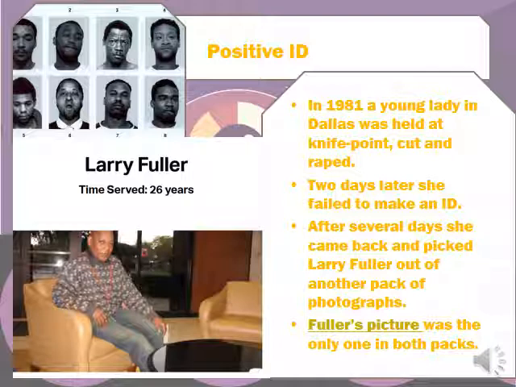So in 1981, a young lady in Dallas was held at knife point, cut and raped. 2 days later, she failed to make an ID. After several days, she came back and picked Larry Fuller out of another pack of photographs. So Fuller's picture was the only one in both packs. So mind you, the first time she selected, she failed to pick him. The second time, she picked him.